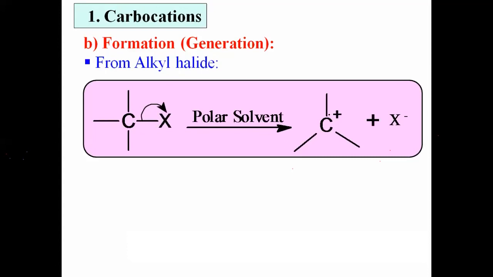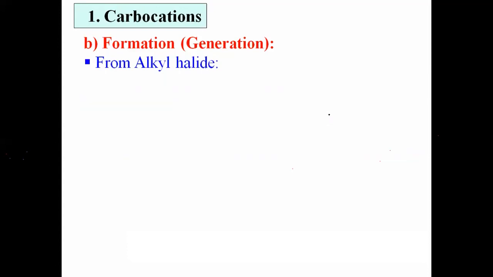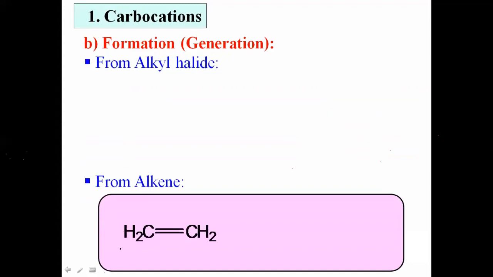Okay, now let us see the second method, from alkene. Let us see an example of an alkene. A very simple example: CH2 double bond CH2. This is called an ethene molecule. Suppose it comes in contact with an H plus ion. The ethene molecule came in the vicinity of the H plus ion.